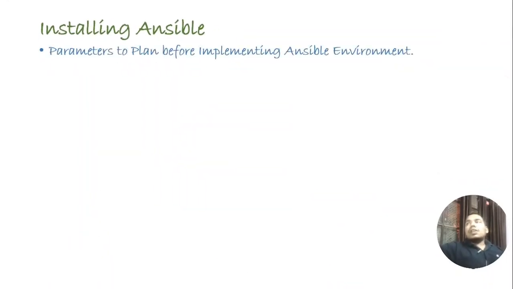Before installing Ansible, there are certain parameters to plan before implementing the Ansible environment. When you are thinking about how to configure or plan your network, you need to think about SSH. It uses SSH for everything that it does. Every time it connects, it uses SSH. So when we are planning to set up our Ansible server, we need to think about certain parameters SSH is going to use. SSH is the key.